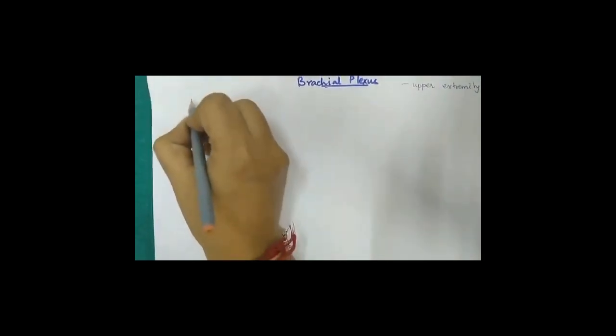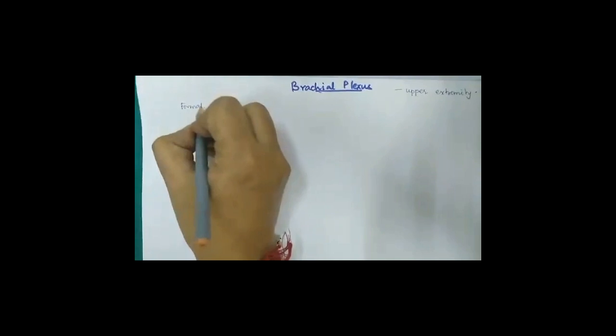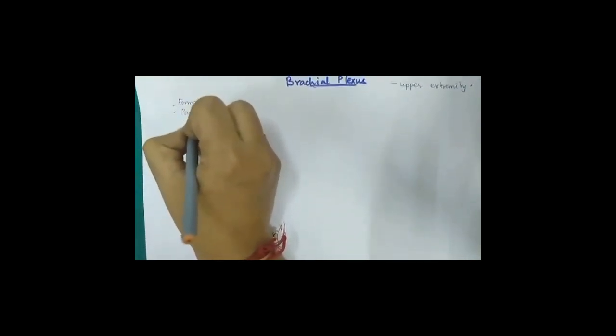So let us learn about the brachial plexus. Now first, what is the brachial plexus? Brachial plexus is actually the group of nerves supplying the upper extremity. Now here we will learn the formation and different branches or different parts of the brachial plexus.